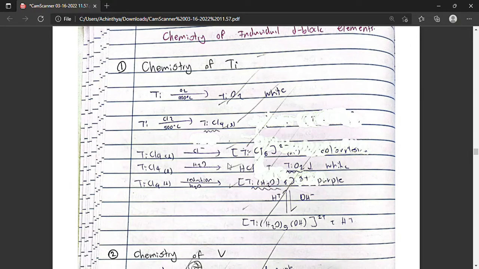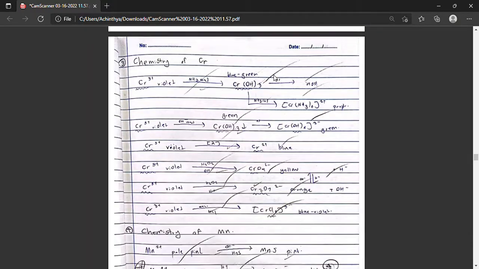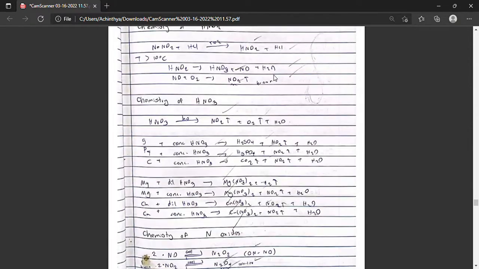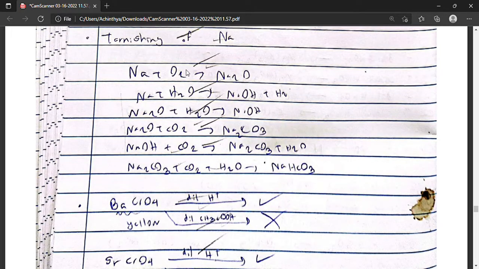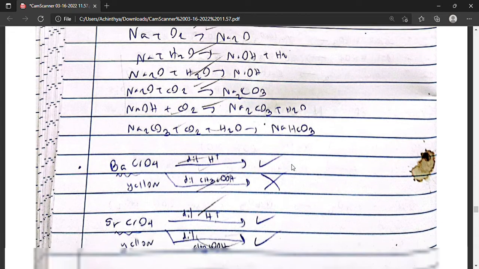Apart from good old titanium, that's the best part of this video, let's just simply gloss over some other rather unimportant reactions. The first one being that of the tarnishing of sodium. Sodium reacts with oxygen to form sodium oxide. Sodium also reacts with water in the air to form sodium hydroxide and hydrogen gas. Sodium oxide reacts with water to form sodium hydroxide. Sodium oxide reacts with carbon dioxide to form sodium carbonate. Sodium hydroxide reacts with carbon dioxide to form sodium carbonate and water, and sodium carbonate reacts with carbon dioxide and water to form sodium bicarbonate.